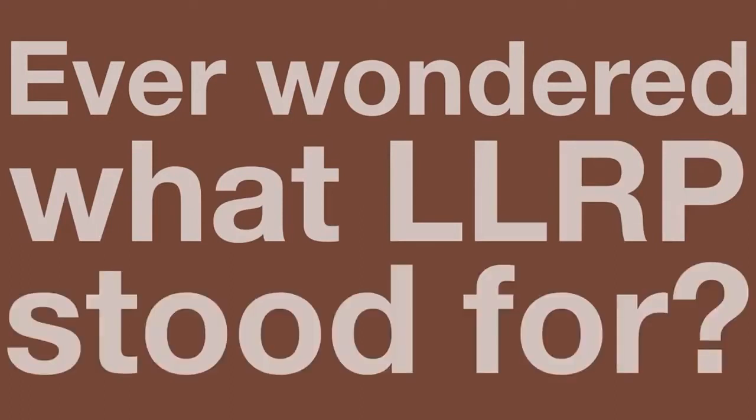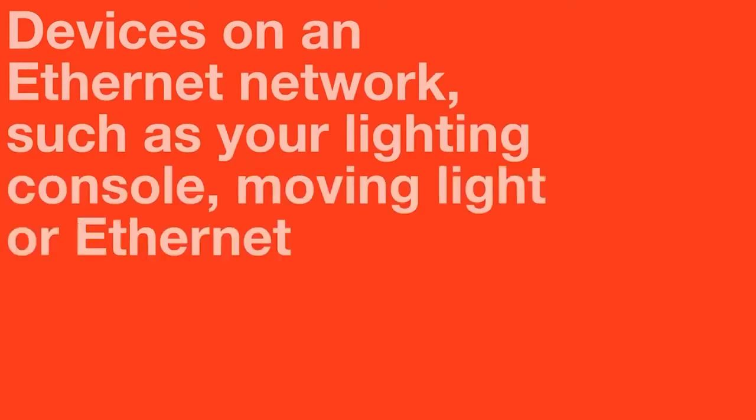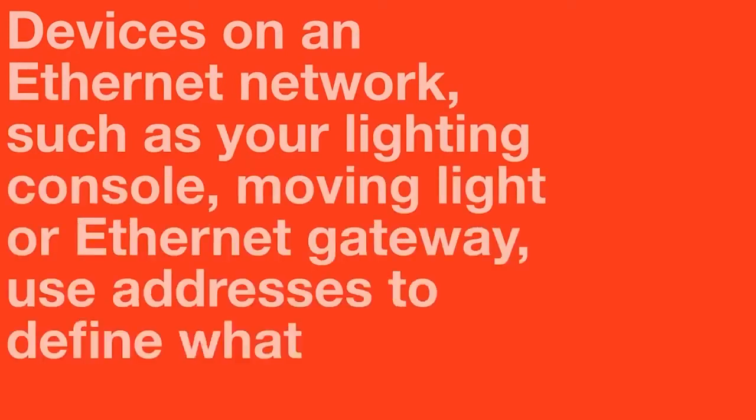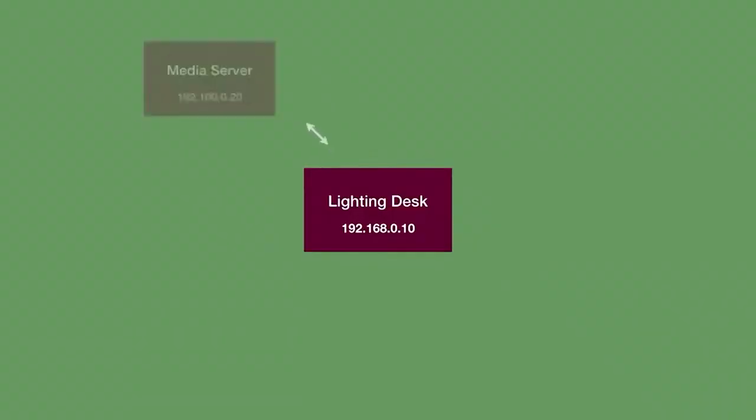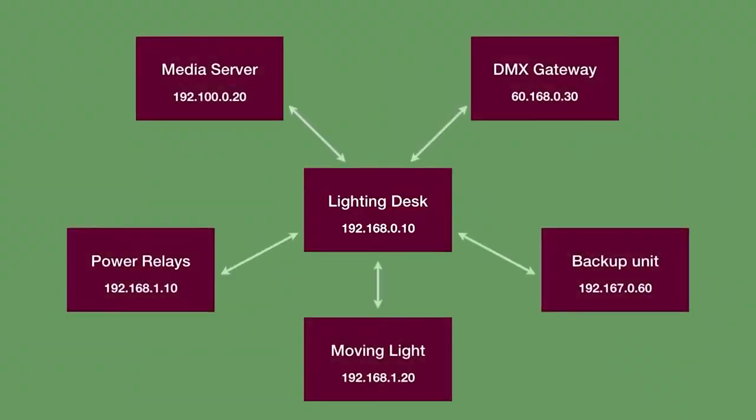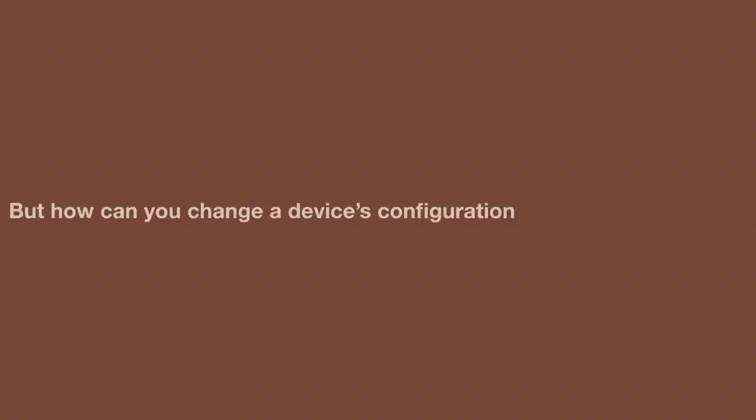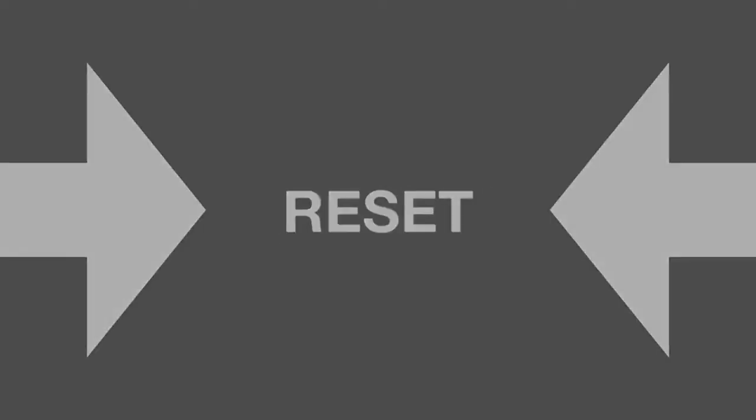Ever wondered what LLRP stood for? We thought not, but we'll tell you anyway. Devices on an Ethernet network, such as your lighting console, moving light or Ethernet gateway, use addresses to define what they can and can't talk to. If these addresses are configured incorrectly, devices will have difficulty communicating. But how can you change the configuration of a device that you can't talk to? We often just end up looking for the reset button.